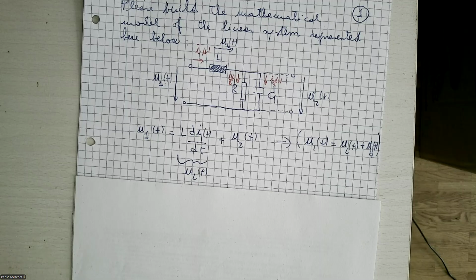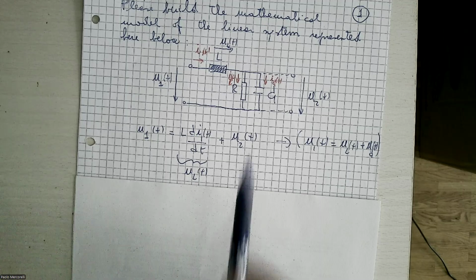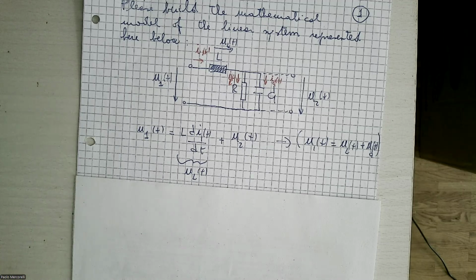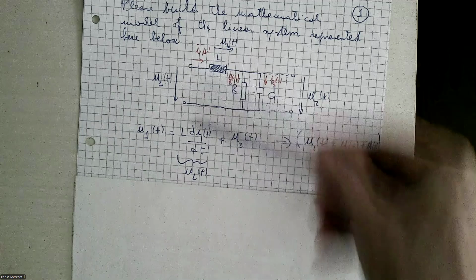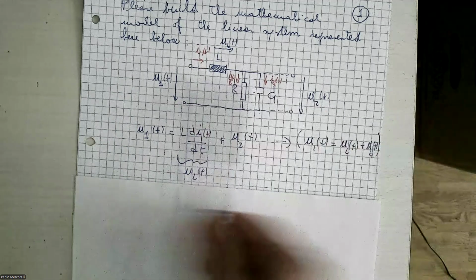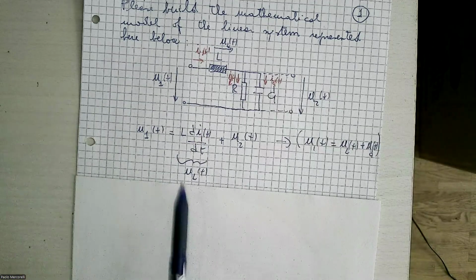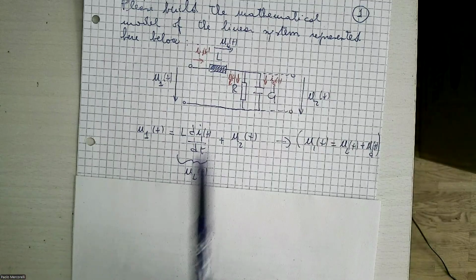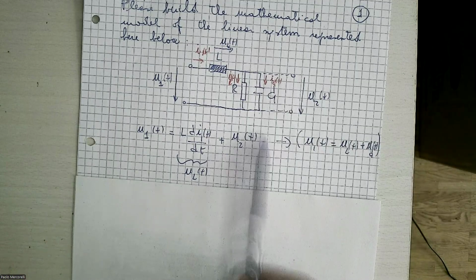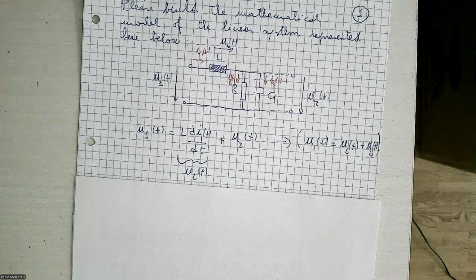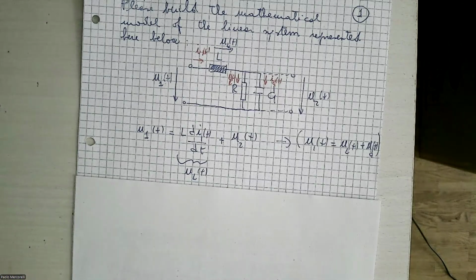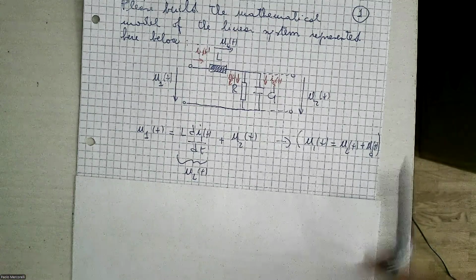Okay, let me look at the first equation. The first equation is this one here. Probably you know better than me, the Kirchhoff balance: U1 equals the voltage on the inductance, UL, which is L multiplied by the derivative of I1 with respect to t, plus U2, the voltage on the capacitor.